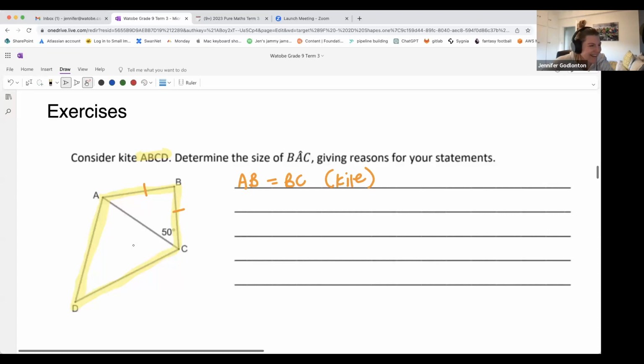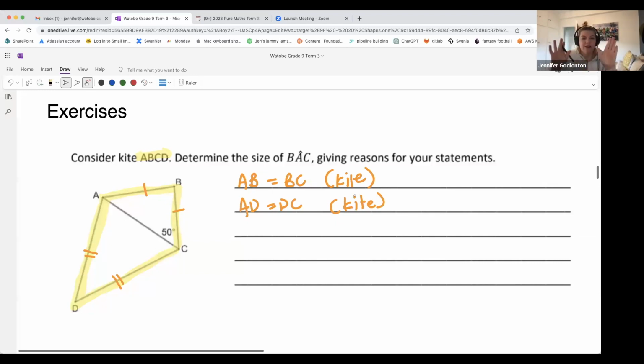Or adjacent sides equal, love it. And that is a beautiful reason. Okay, and then we've got AD is equal to DC. AD is equal to DC. And I'm also at the moment just going to write kite. But if you had written adjacent sides are equal in a kite, beautiful.